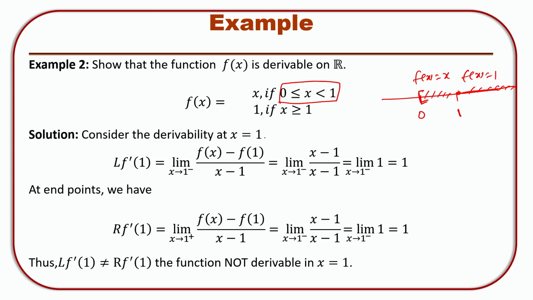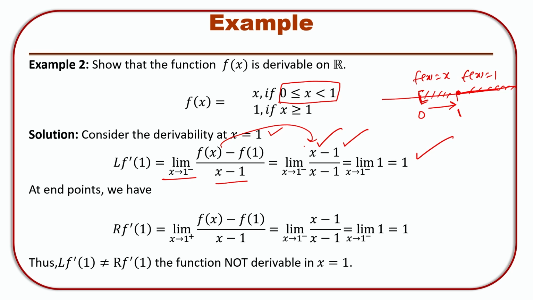So consider derivability at x equal to 1 here, and we know that we have to check the limit of the functional difference by the argument difference from the left hand side. So we have to find the limit as x tends to 1 from the left hand side of (f(x) minus f(1)) by (x minus 1). What will be the value from the left hand side? On 0 to 1, that is x. So the f(x) value is x, and what is the value of f(1)? It is 1, right? Divided by x minus 1. So these cancel out, and what will be the limit value? The limit value is 1, right?